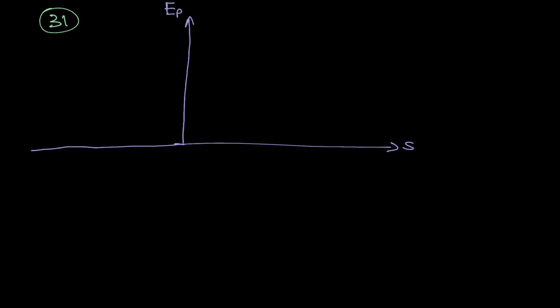Question 31. Which graph shows how the gravitational potential energy of a simple pendulum varies with displacement s from the equilibrium position? If you plot a graph of energy due to gravitational potential against s, when s is 0, the potential energy is 0. When s is at maximum, potential energy is maximum. It's also symmetrical on the other side. So the answer to that will be D.